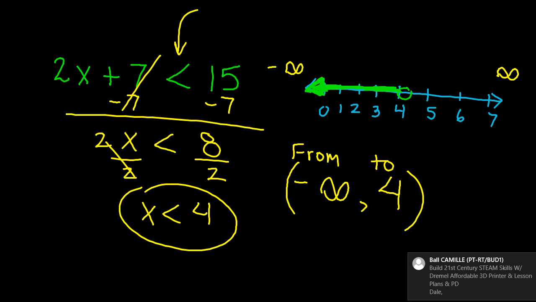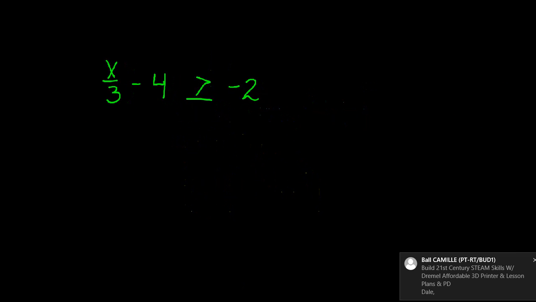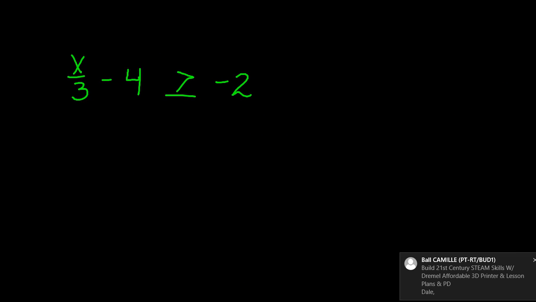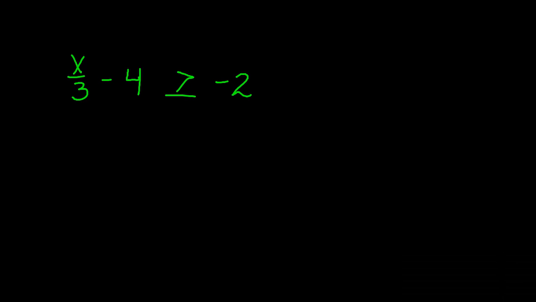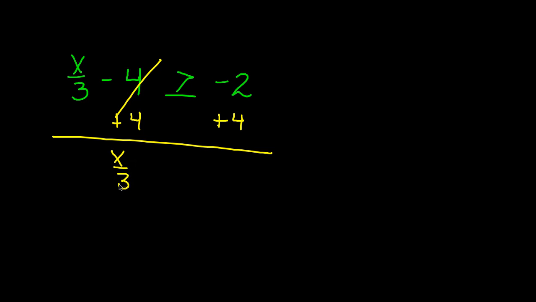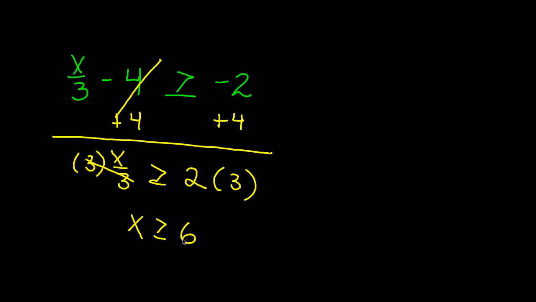Let's go to another example. So we've got x over 3 minus 4 is greater than or equal to negative 2. To solve this, I'm going to start with adding 4 on both sides. I'm going to get x over 3 is greater than or equal to 2. I'm going to multiply both sides by 3. And I'm going to get x is greater than or equal to 6.